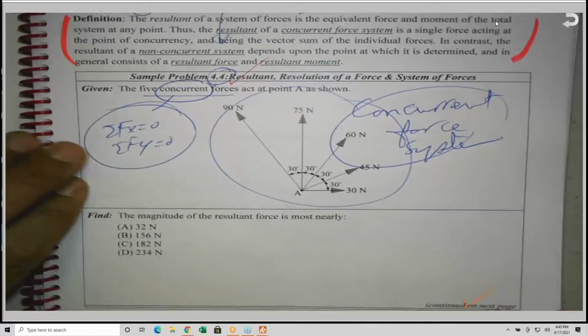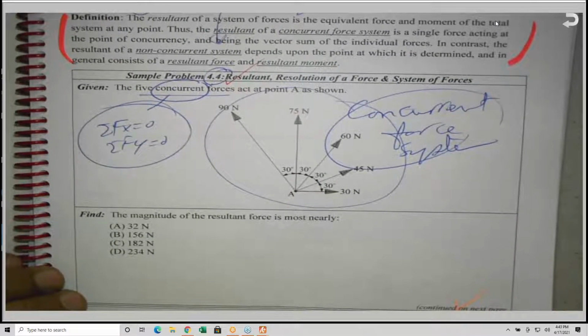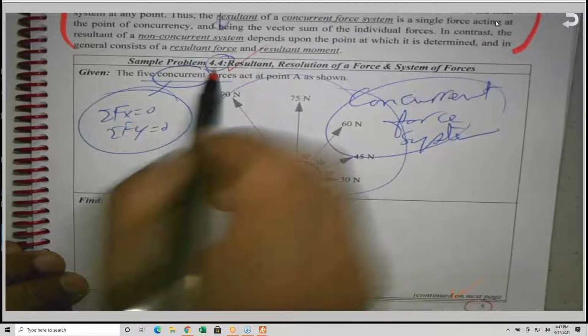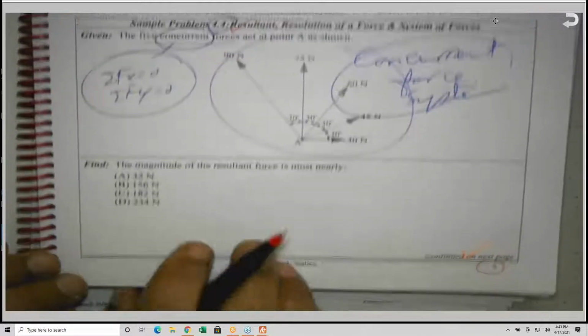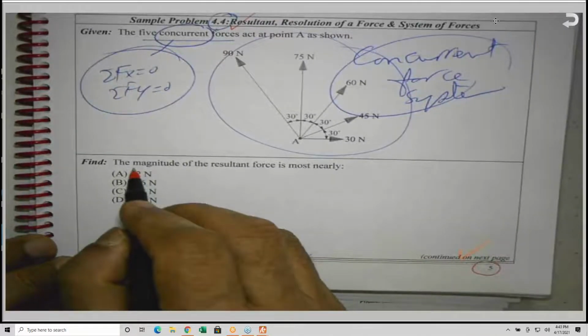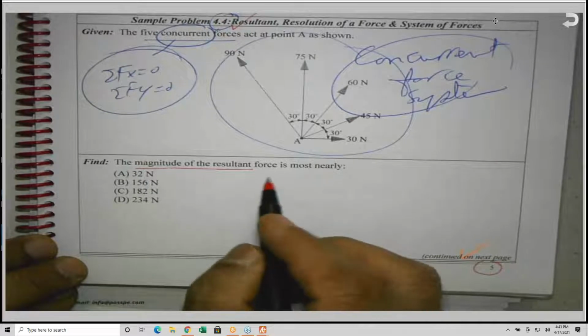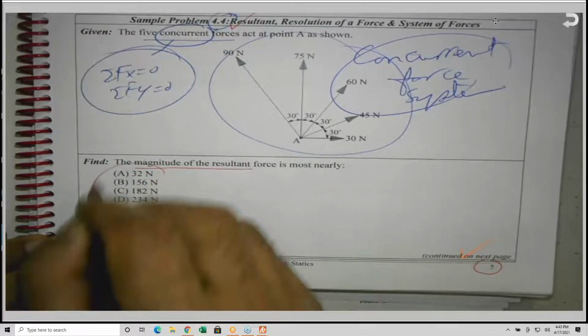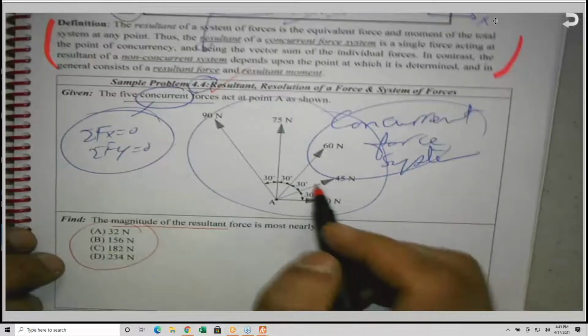Of the handout that is sent to you, to all of you, statics, okay? So sample problem 4.4. If you look at this, you will find that he's asking for the magnitude of the resultant force, most nearly. So we have a group of concurrent force systems.